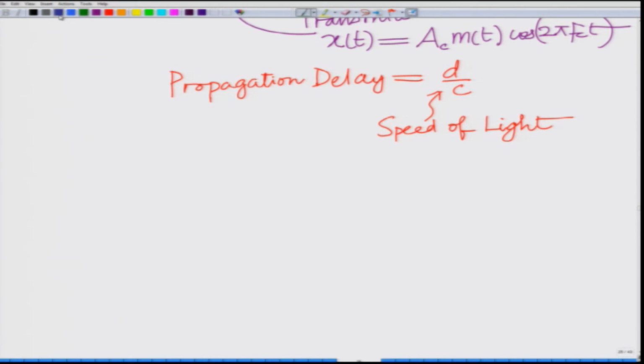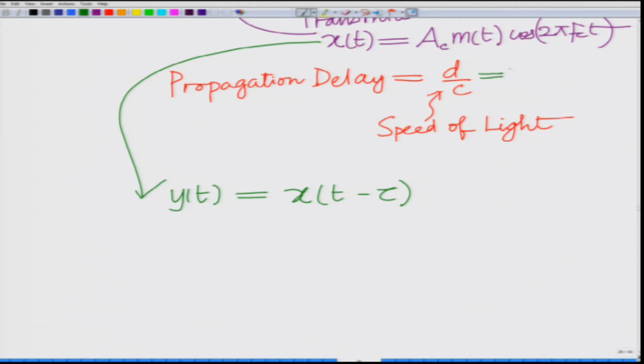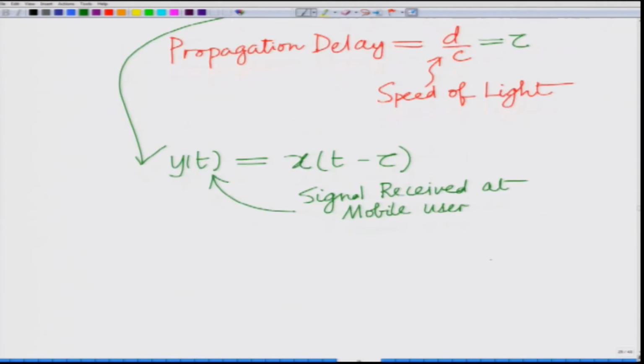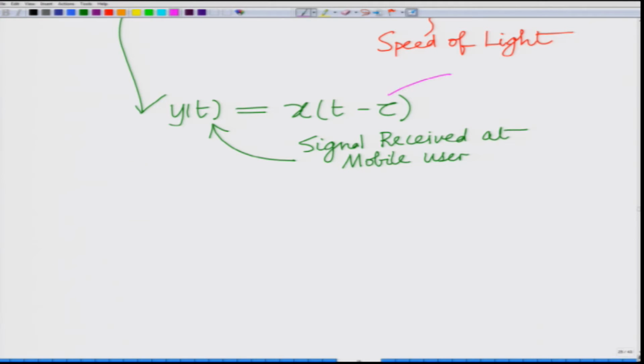Now, as a result of this, the signal received, that is y(t), is actually not exactly x(t), but x(t minus tau), where let us call this delay tau. Therefore, the signal received at the mobile user is y(t), which is x(t minus tau), that is, a delayed version of x(t).